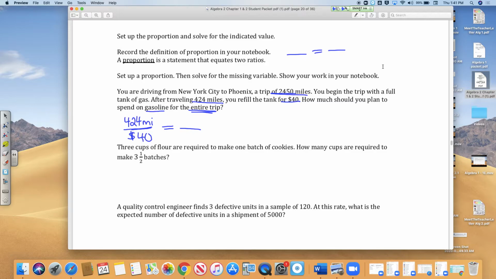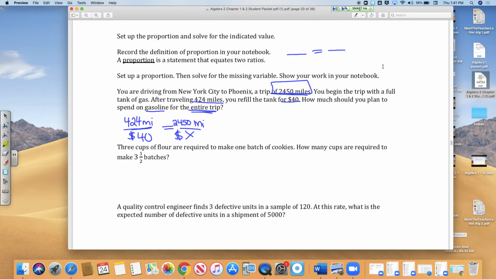Now, when I have my proportion set up like this, my numerator on this side will represent miles, and my denominator will represent money. So looking at the last number I didn't use yet, this number obviously represents miles since that's what it says. 2,450 miles is the whole trip, and we're trying to find out how much money we're going to spend on this trip, so the denominator will be x.